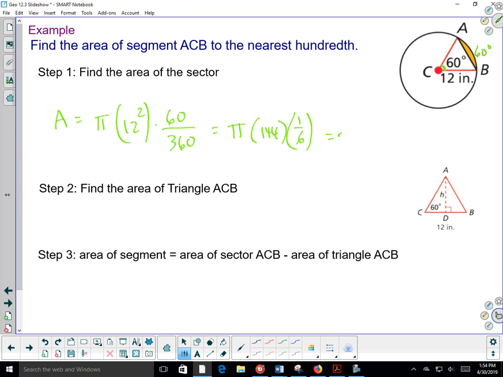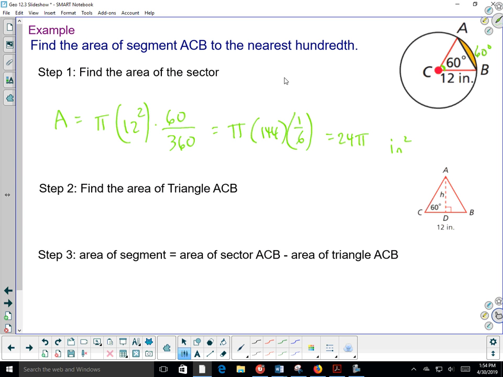24 pi. Do people agree with that? Yeah, 24 pi inches squared. I'm giving you the answer. All right, 24 pi inches squared. To my defense, it doesn't say anything about putting in a decimal. It doesn't, so we can convert that to a decimal.